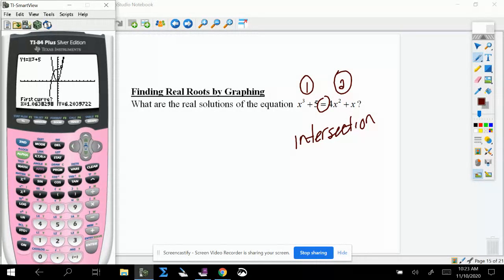Now I want to move my cursor. So I'm going to use my left arrow and move the cursor over. And I want to go closer to where they intersect over here. You'll notice you can see that intersection here. Now I want to hit enter, enter, enter. So hit enter 3 times.